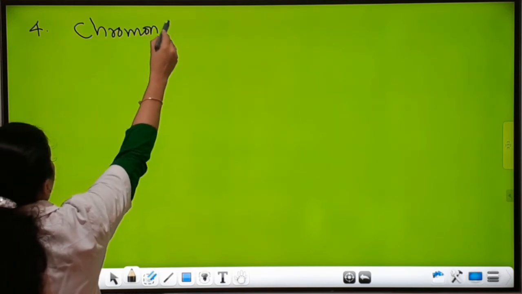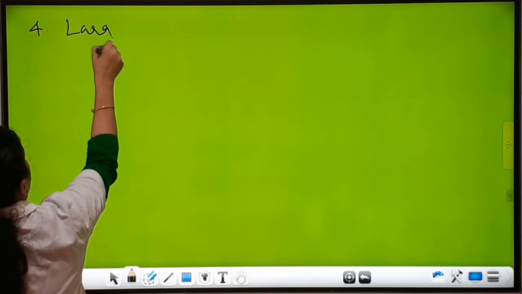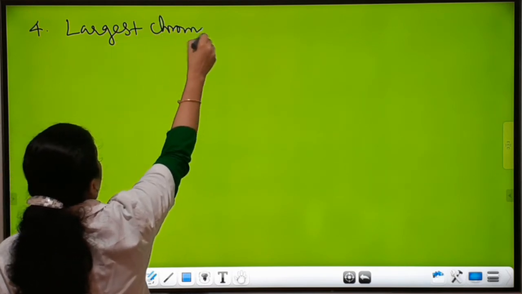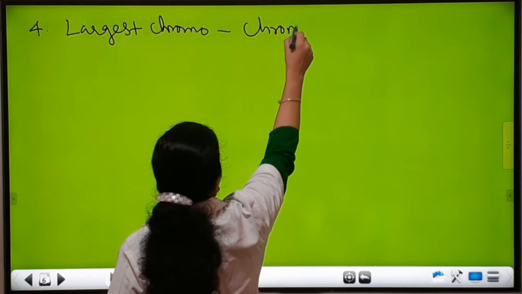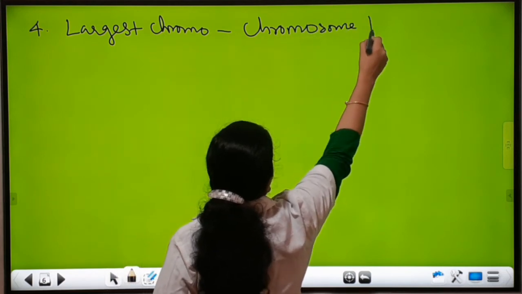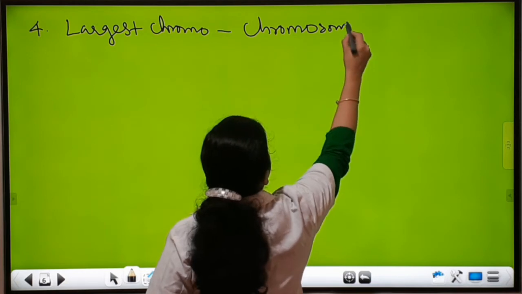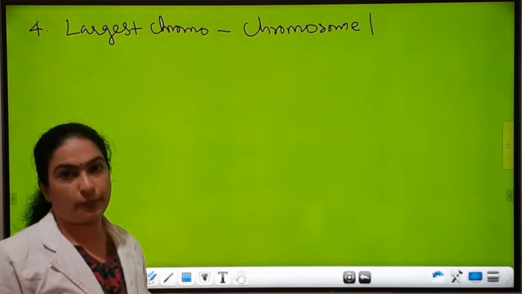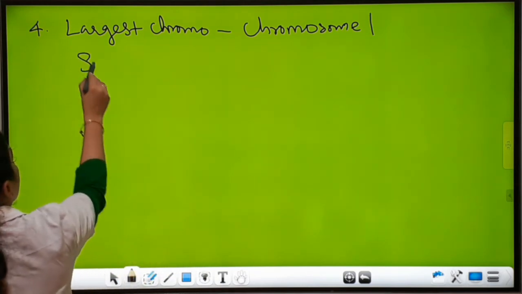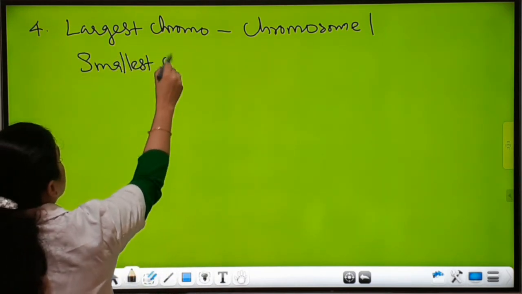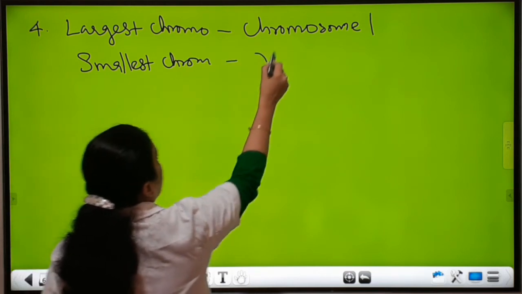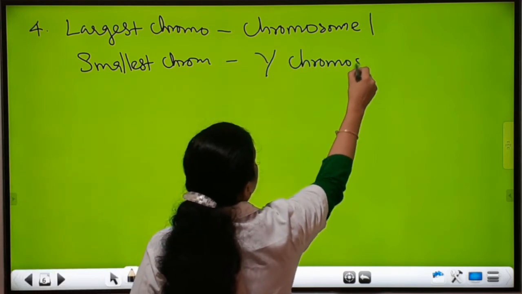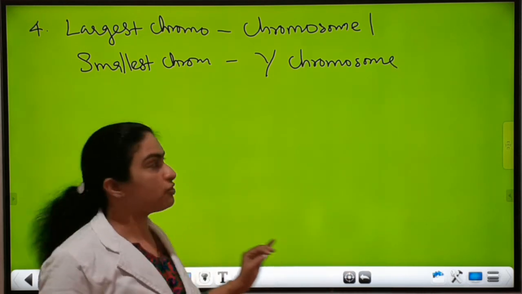The fourth point is about the largest chromosome. The largest chromosome is chromosome 1. So we can write largest chromosome, that is chromosome 1. Chromosome 1 is the largest chromosome. And the smallest chromosome is the Y chromosome, the sex chromosome.